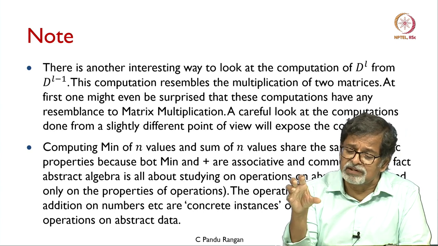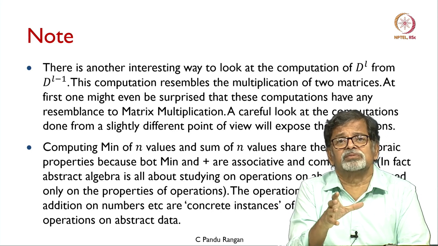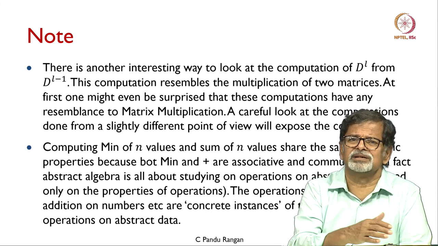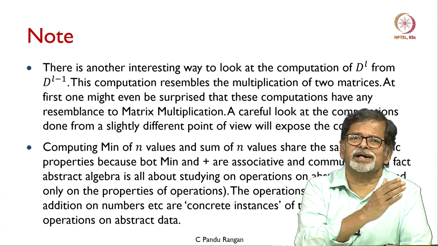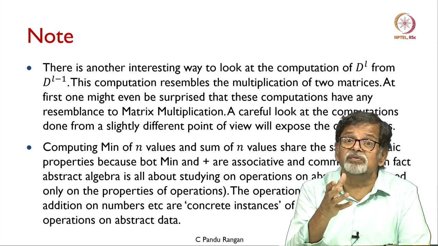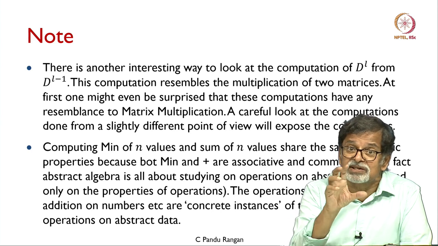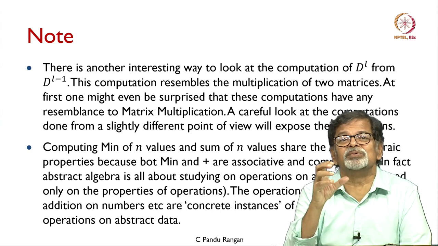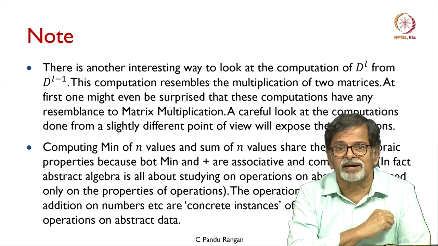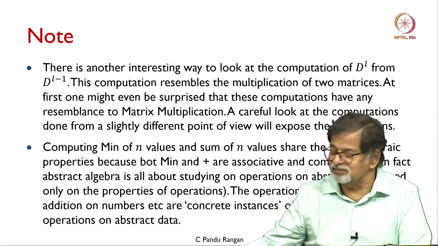This computation resembles the multiplication of two matrices. It will be a little surprising that a computation that is done using minimum and addition in getting the matrix DL from DL minus 1 can indeed be viewed as a multiplication of matrices. We are going to show the similarity, and that will give you a more interesting way to look at the computation that is done in obtaining DL from DL minus 1.